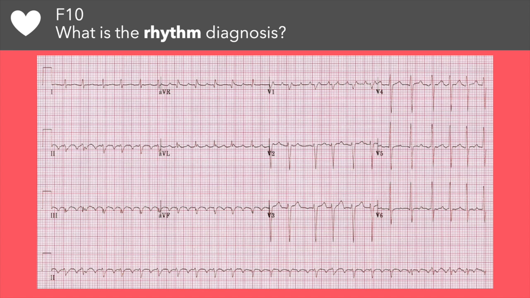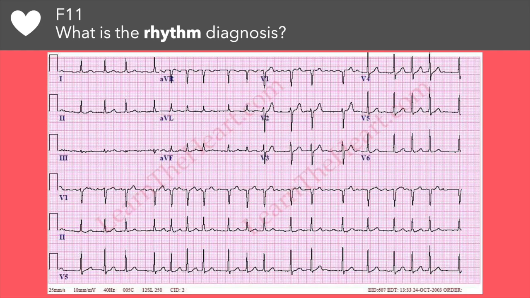Ventricular rate is determined by AV conduction ratio, which is commonly 2:1, producing a ventricular rate of 150. We can also see some saw-tooth flutter F waves, and these are best seen in lead 2 and V1. F11, what is the rhythm diagnosis?